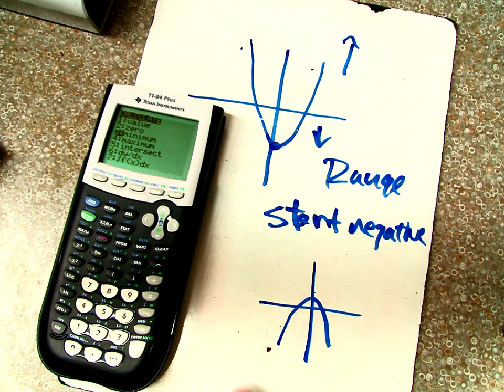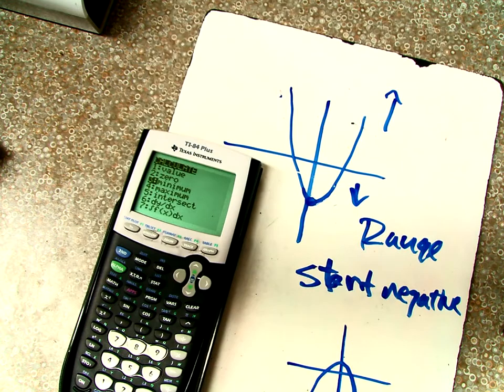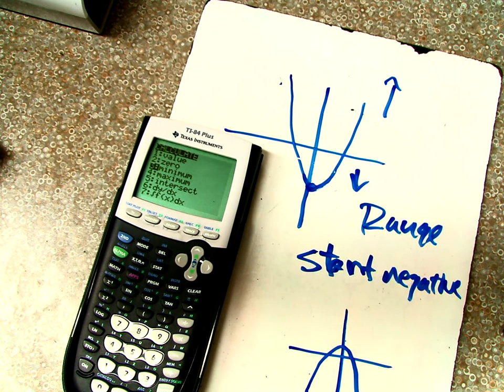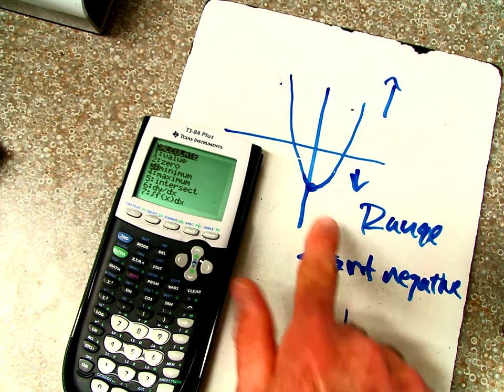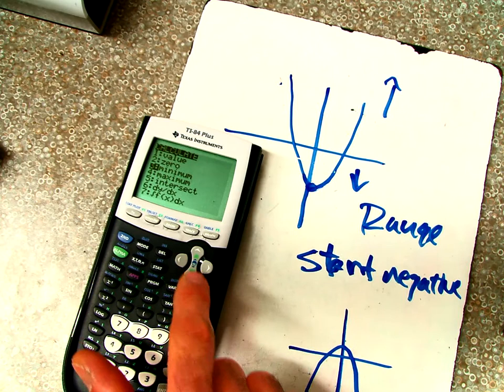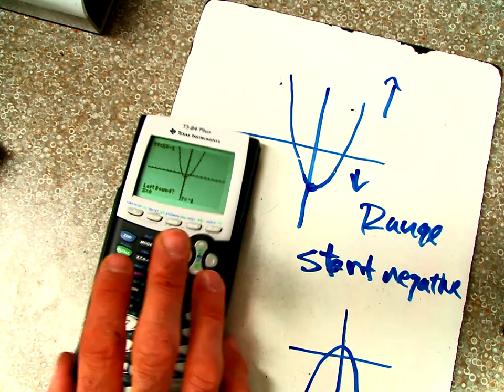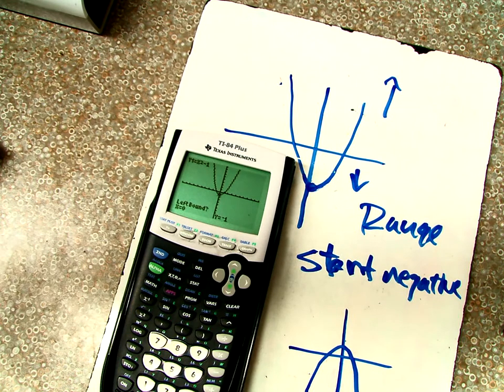It's not easy to see, or it is easy to see, but there are a lot of different ways, and that's what we're going to talk about for this unit. So we have a minimum, and we need to find the minimum. You go to minimum and you hit enter, and it says left bound and right bound.